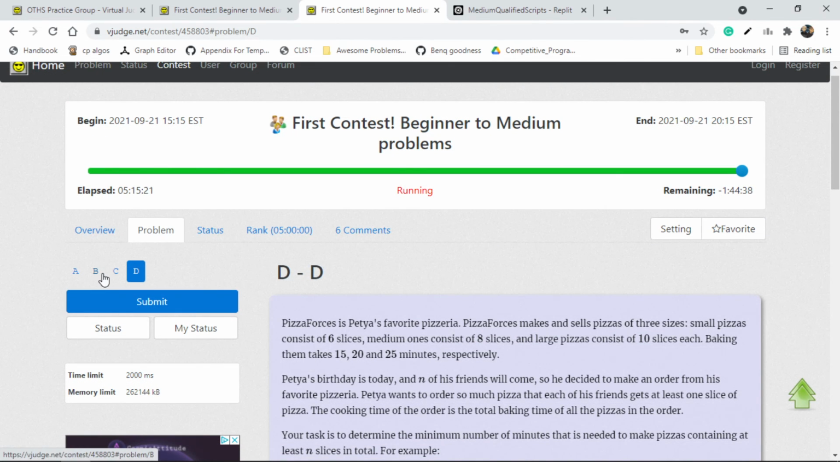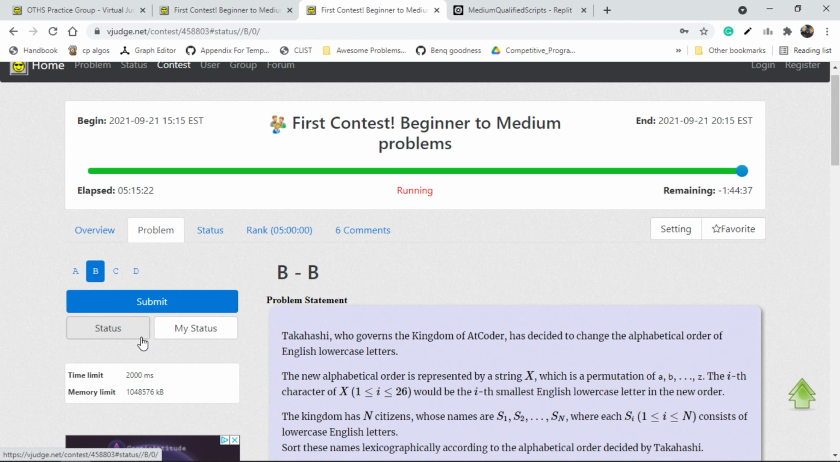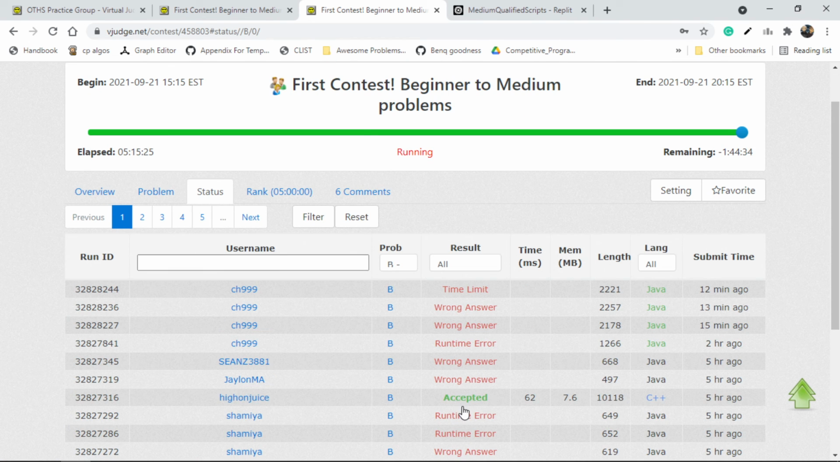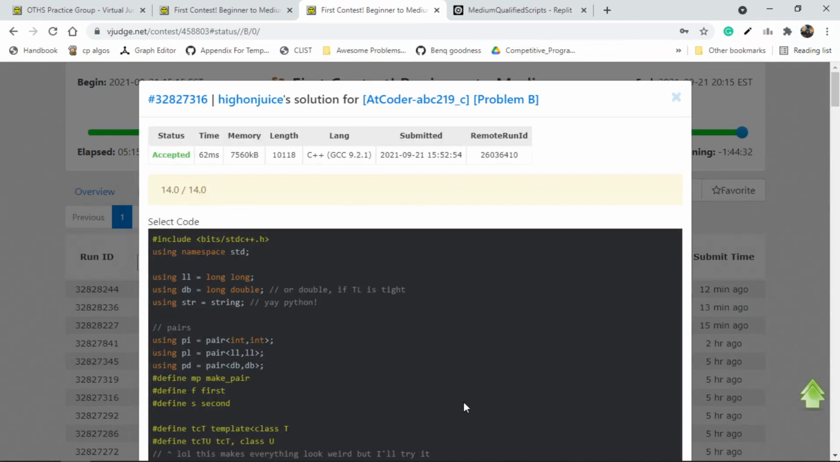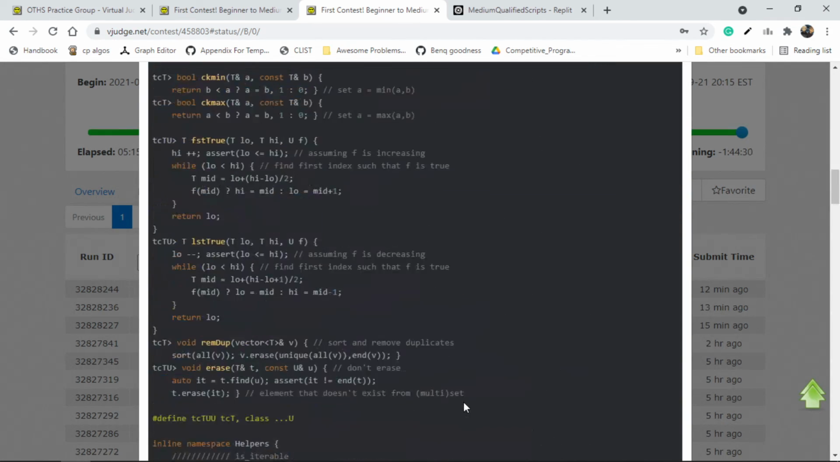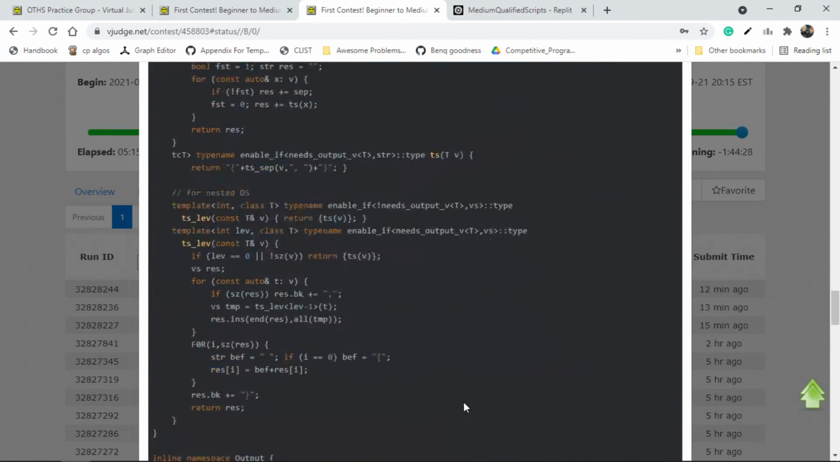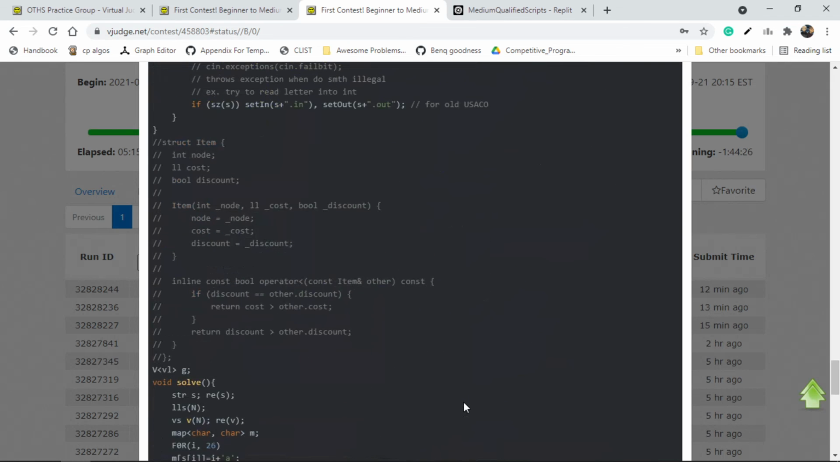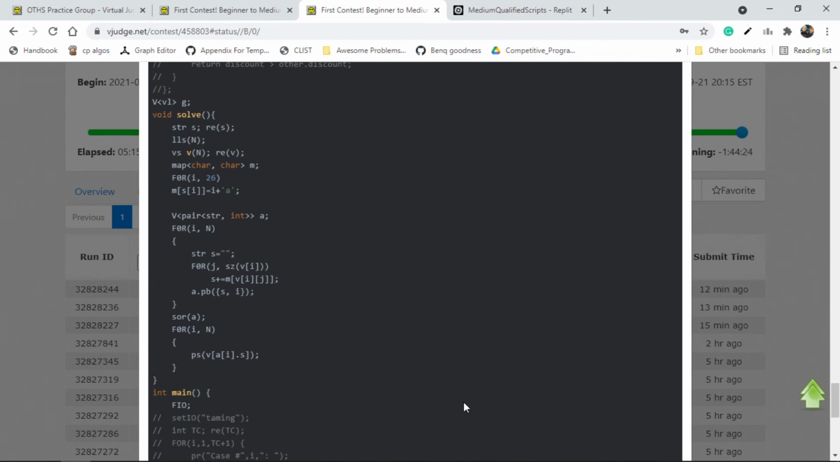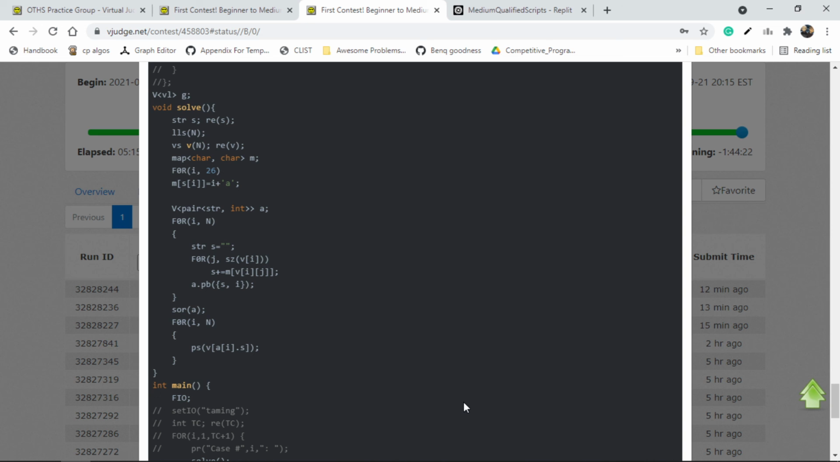B and C were just too complicated. If you want to look at my solutions, I'll give you a quick peek. You can pause the video. I'm glad people were trying to solve B, but B is really hard, and I highly suggest y'all try that. This is my solution in C++.